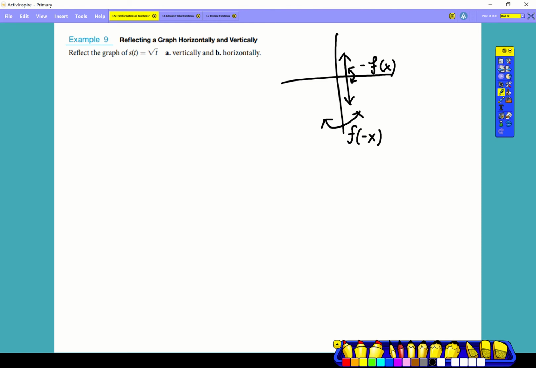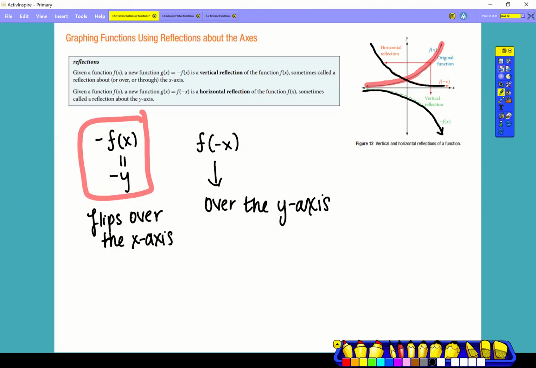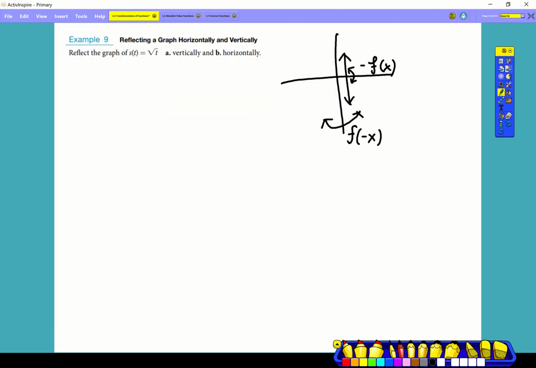What did they refer to? Okay, they referred to y as the vertical reflection. So this one is the vertical, and this one is the horizontal. So for A, if we want to flip it vertically, we're going to have negative s of t. It's going to be negative square root t.